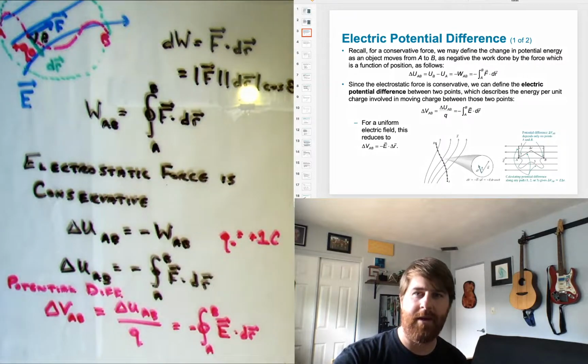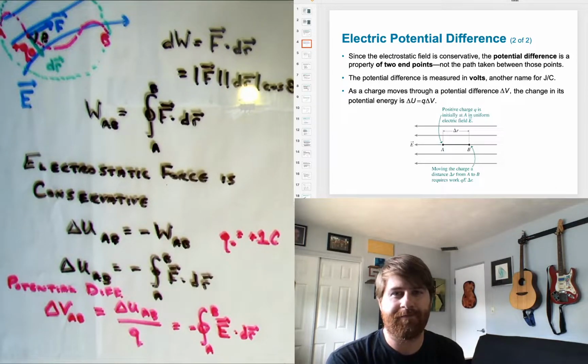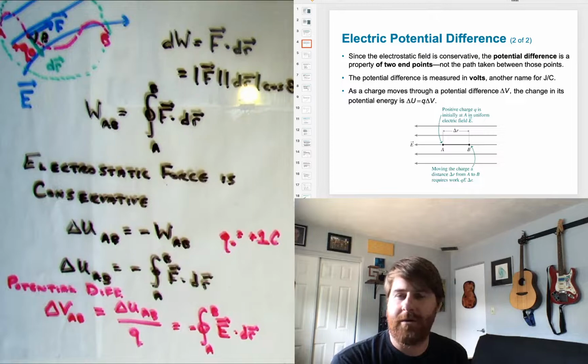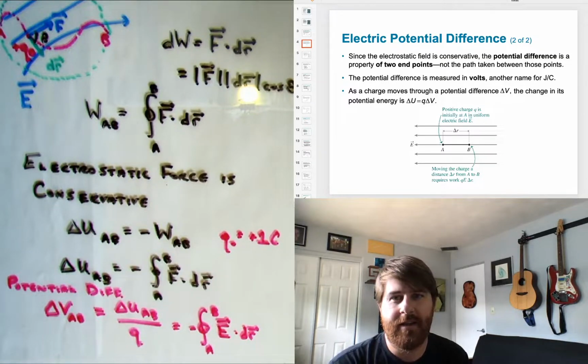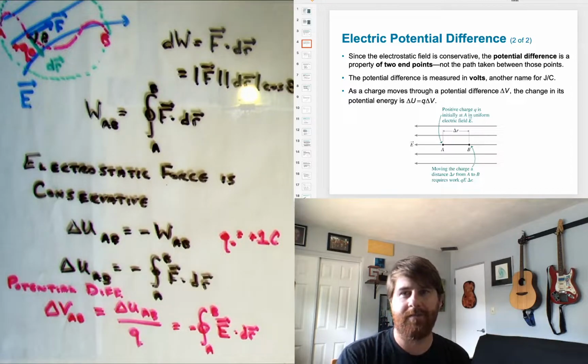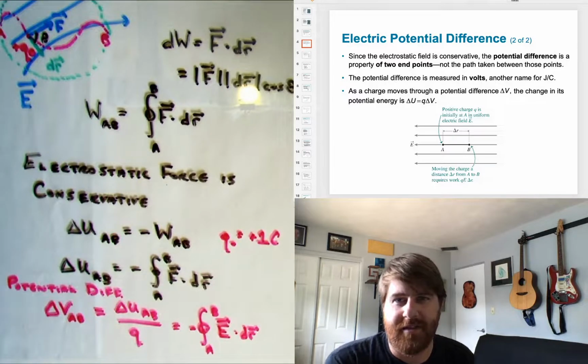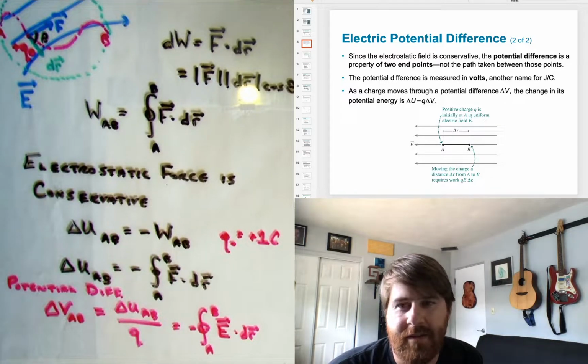Okay, and we measure that in volts. Volts are the SI unit of electric potential difference, which is just another name for joules of energy per coulomb. And if we want to know the change in potential energy of a charge, as I said, the change in potential energy is the potential difference, delta V, times q. Okay? So let's look at this example here and think for a second what happens.